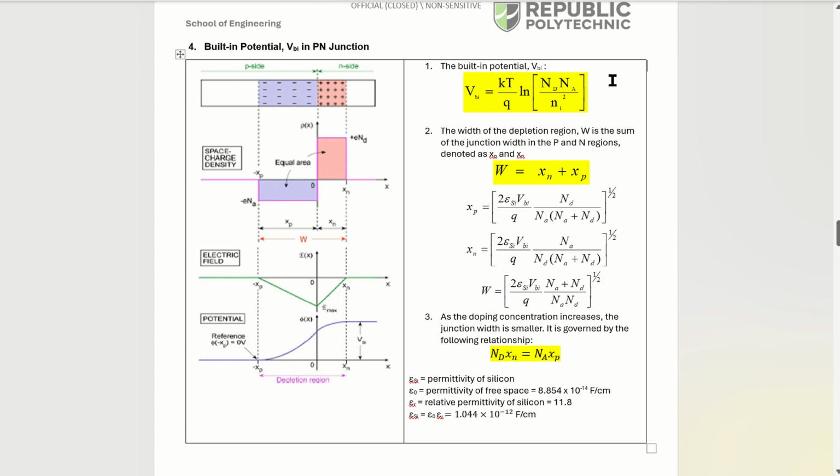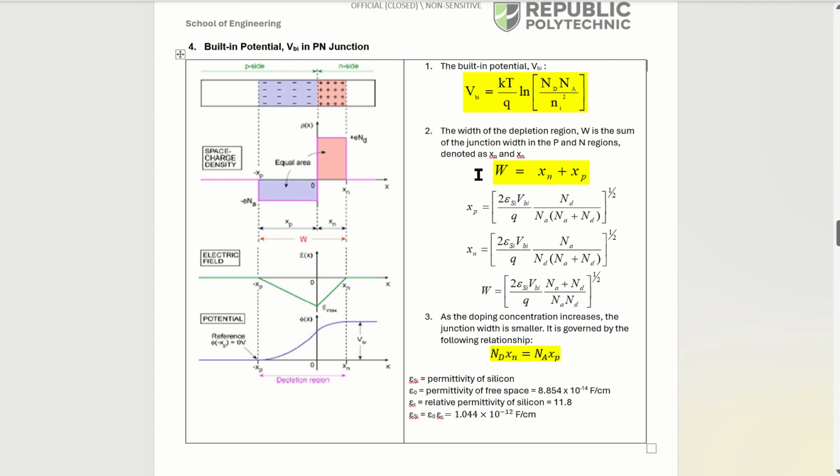The built-in potential we can calculate using this equation. And from here, we can see that the built-in potential is dependent on the N_D, which is the donor concentration, and N_A, the acceptor concentration, as well as the temperature.